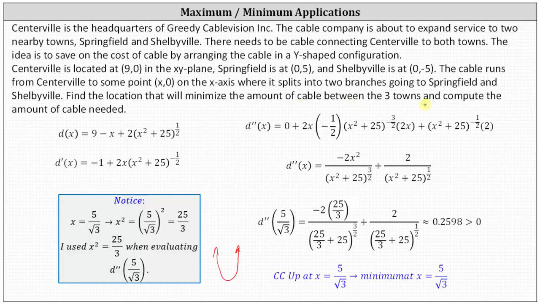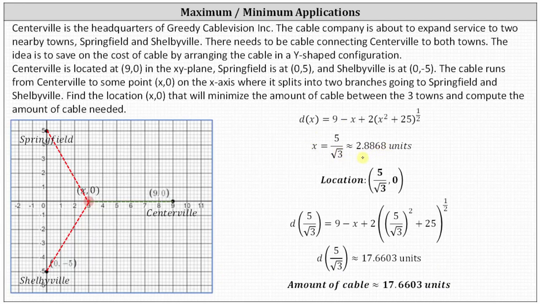And then to determine the amount of cable needed, we'll need to evaluate d of 5 divided by square root of 3. And again, to save some time, I've already done some of this work. We verify the critical number does minimize d of x, and therefore the location that minimizes the amount of cable is 5 divided by square root of 3, 0 on the x-axis, this point here. And then to find the amount of cable, we determine d of 5 divided by square root of 3, which again I've already set up and evaluated. The amount of cable needed is approximately 17.6603 units. I hope you found this helpful.